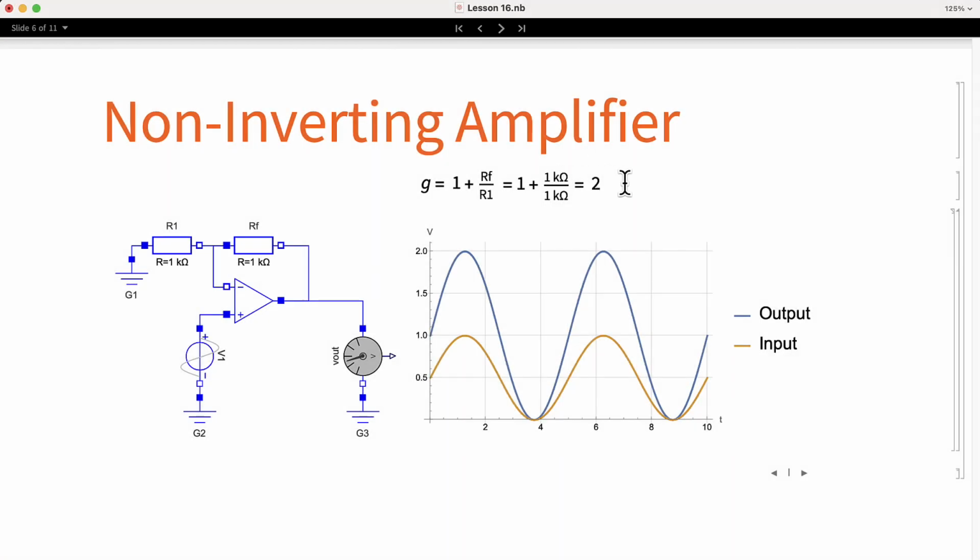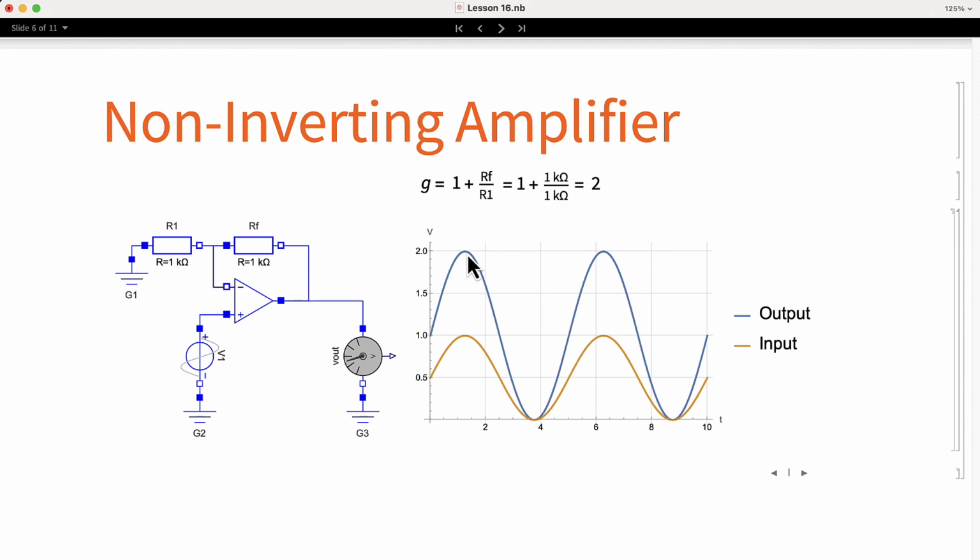In the following simulation, resistors R1 and RF are 1 kilo ohm. Therefore, the gain of the amplifier is 2. In the plot, we can see the simulation results. We can observe that effectively the output is twice the input voltage. This op-amp model has a gain of 200,000x. We can see that with this gain, the result is very close to what we will get with an infinite gain op-amp.